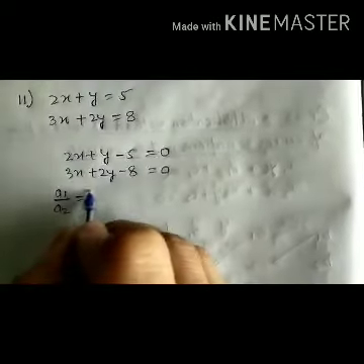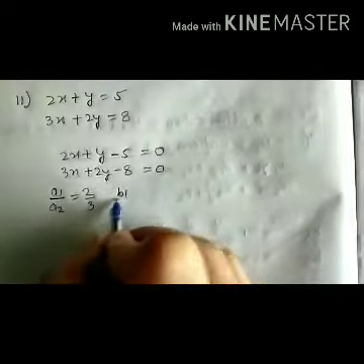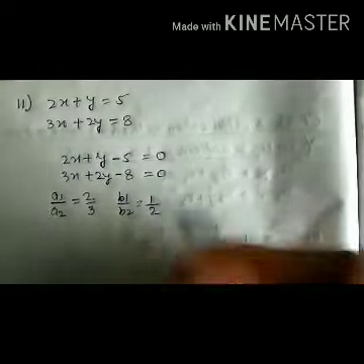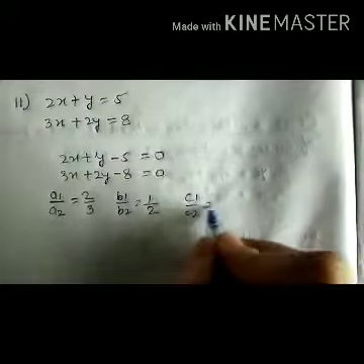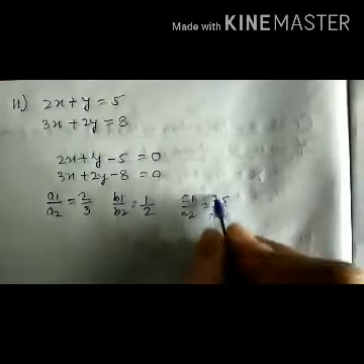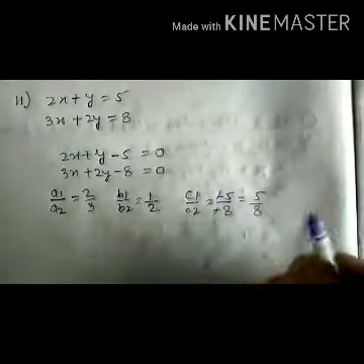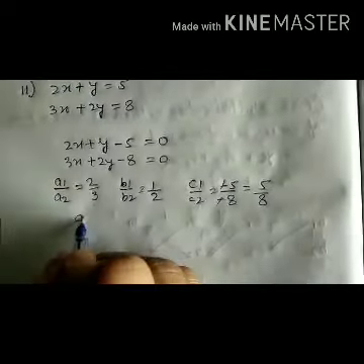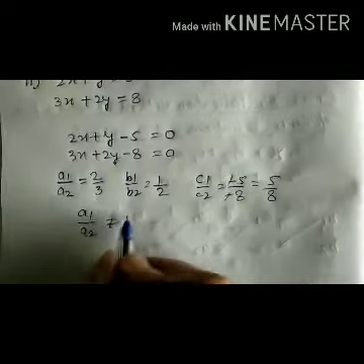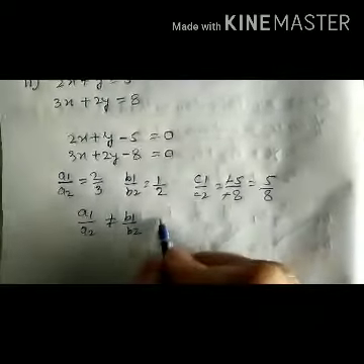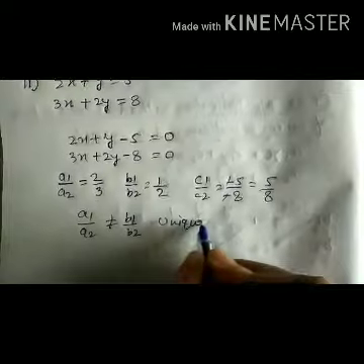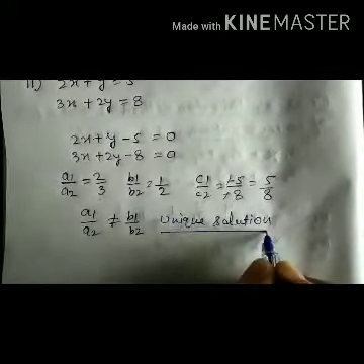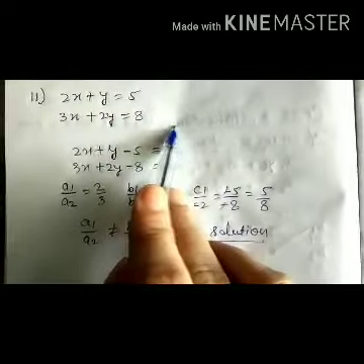So a1 upon a2 is 2 upon 3. For b1, b2 we have b1 is 1 and b2 is 2. And c1, c2 we have minus 5 upon minus 8, that means 5 upon 8. So here a1 upon a2 is 2 upon 3 and b1 upon b2 is 1 upon 2. So a1 upon a2 is not equal to b1 upon b2 here, so there is a unique solution. Now we will find the solution of these equations by the cross multiplication method.